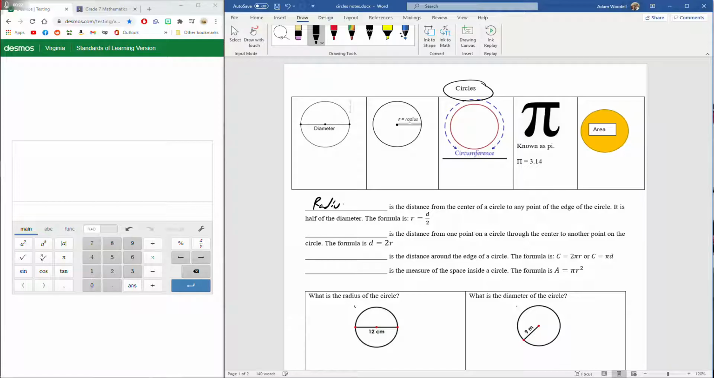The radius is the distance from the center of a circle to any point on the edge of the circle. It's also half of the diameter. And the formula to find the radius is radius equals diameter divided by 2.